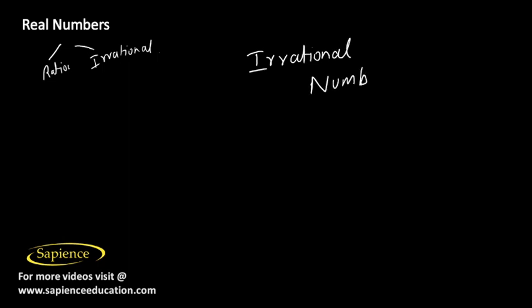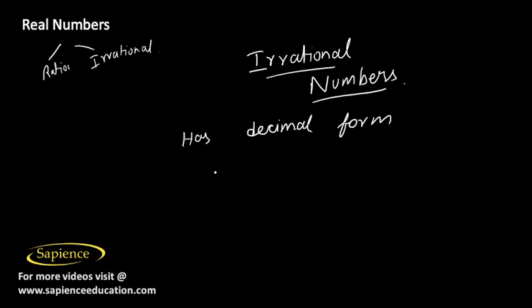So far we have been talking only about rational numbers, but real numbers consist of both rational and irrational numbers. So now we'll look deeply into irrational numbers. Irrational numbers have a decimal form which is non-terminating, non-recurring.